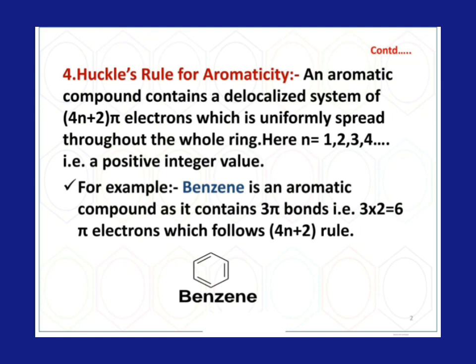Huckel's law for aromatic rings. Most important topic. It is used in benzene rings to find the pi electrons. Here, benzene contains 3 pi bonds, that is 3 into 2, 6 pi electrons, which follows the 4n plus 2, which is known as Huckel's rule. It is mostly used in benzene to find the pi electrons.